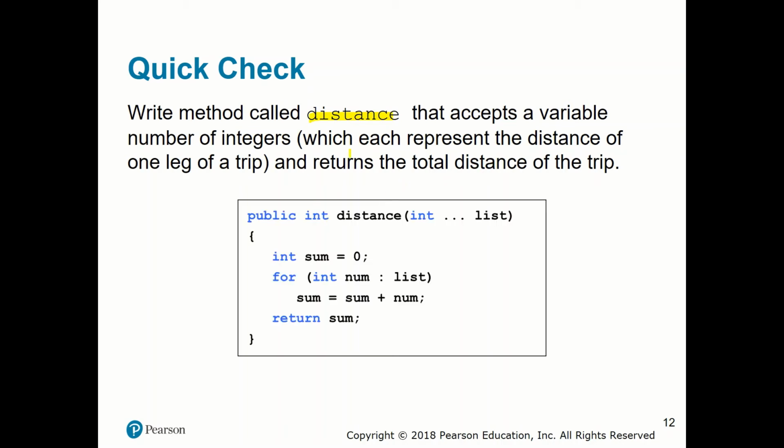The name of the method is distance, and it will accept a variable number of integers. So int should be here, and this means variable length parameter, and put any name for the variable. Actually, this name will be an array, and here, using a for each loop, the code finds the sum of all the numbers passed to here. So this is the code for this question.